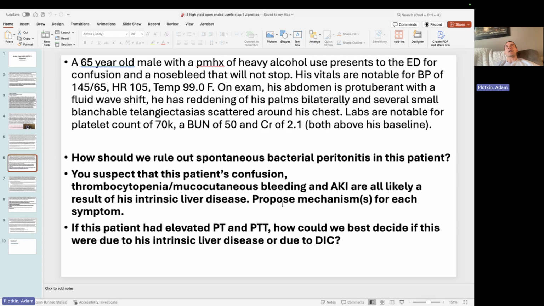I have my schema for confusion or altered mental status: MIST, metabolic, infectious, structural, and toxin. With infections, I also throw in immunological, right? So in real life, you should systematically go through each of those and rule out other stuff before you just blame it on his liver disease, right? Ultimately, what I'm getting at is hepatic encephalopathy, right?